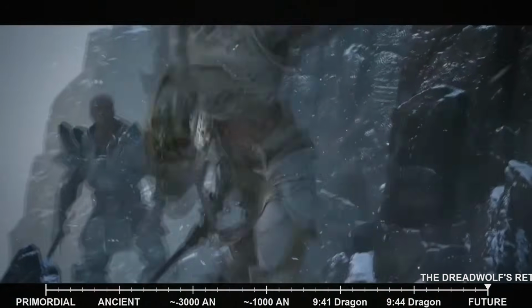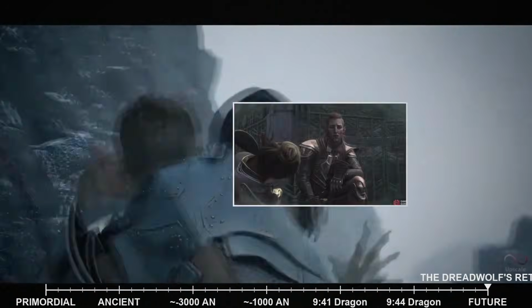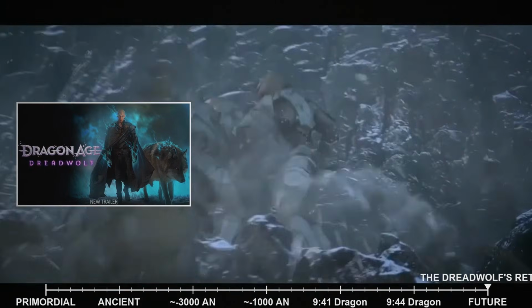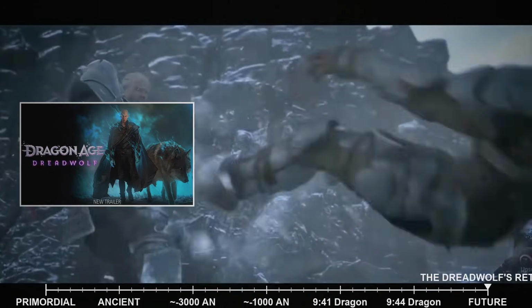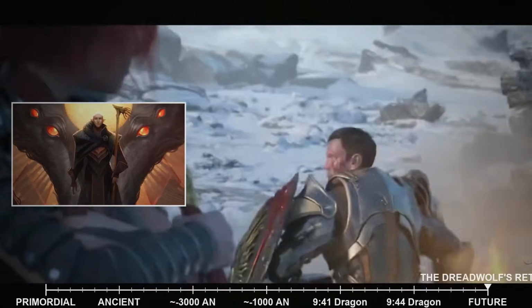This potential dynamic sets up an intriguing narrative arc, where the little wolf must rise to challenge the Dreadwolf himself, defying expectations and proving their worth against seemingly insurmountable odds. This framing immediately establishes the power imbalance and the immense challenge facing the player, making their eventual triumph all the more impactful.